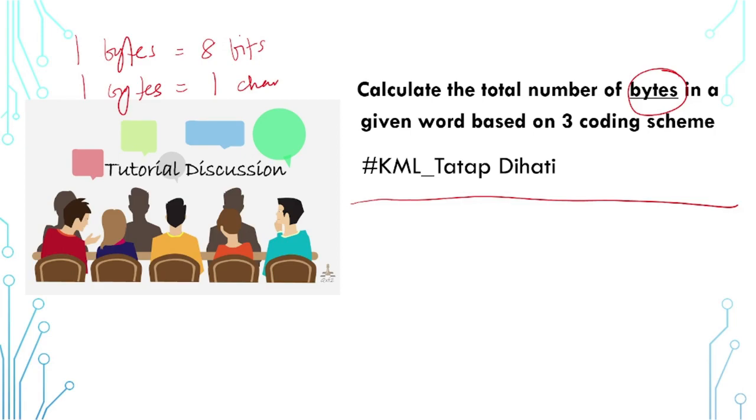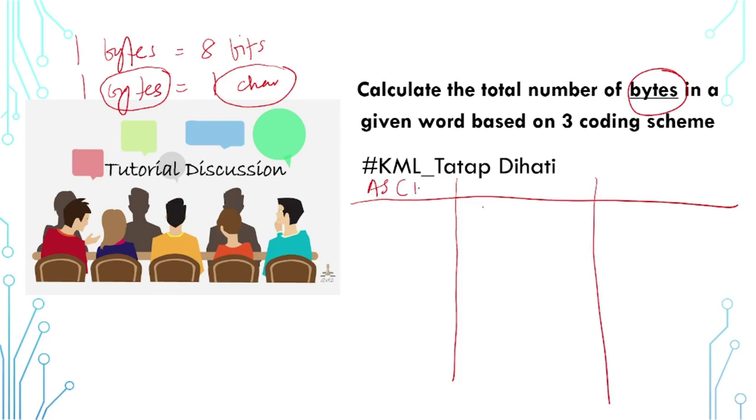Jadi one byte itu dia refer kepada apa? 8 bits. Byte itu kalau kita tengok maksudnya adalah group of 8 bits to represent a single character. Group of 8 bit, okay, to represent a single character. Karakter. Bermaksud di sini satu karakter ini sama juga dengan satu byte. Jadi di sini dia tanya calculate the total number of bytes in given words based on three coding scheme. Okay. ASCII, EBCDIC and then Unicode.